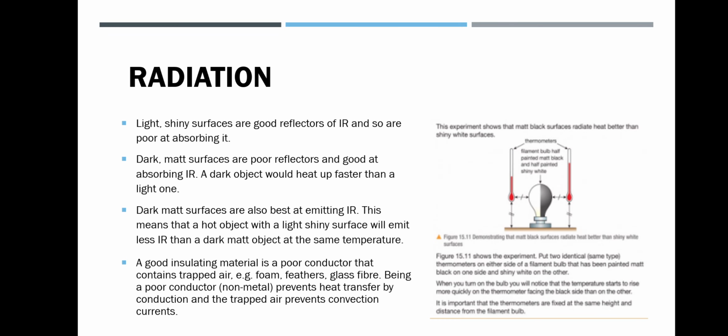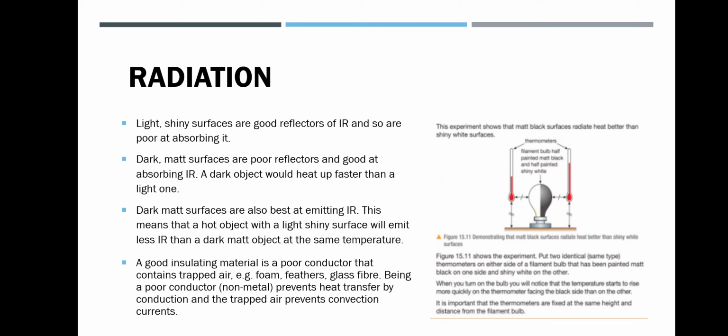Next up we have a little bit more explanation of radiation. Now for radiation, we have light shiny surfaces or we have dark matte surfaces. So light shiny surfaces are good reflectors of infrared radiation, but they are poor at absorbing it. Whereas dark matte surfaces are poor reflectors, but they are good absorbers of infrared radiation. Moreover, they are also best at emitting infrared radiation. They are also good emitters. So a dark object would heat up faster than a light one.